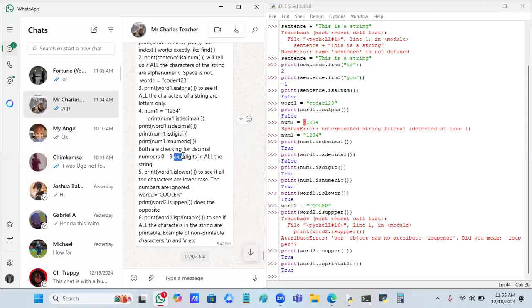Okay. Done. It's printable. It's printable returns true if all the characters in the string are printable. I'll explain it. Just write it down first. It returns true if all the characters in the string are printable. Printable on paper. Yes. It returns true if all the characters in the string are printable.